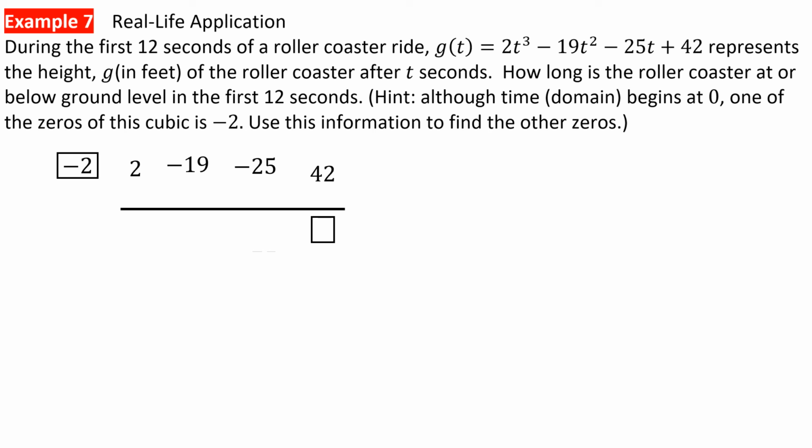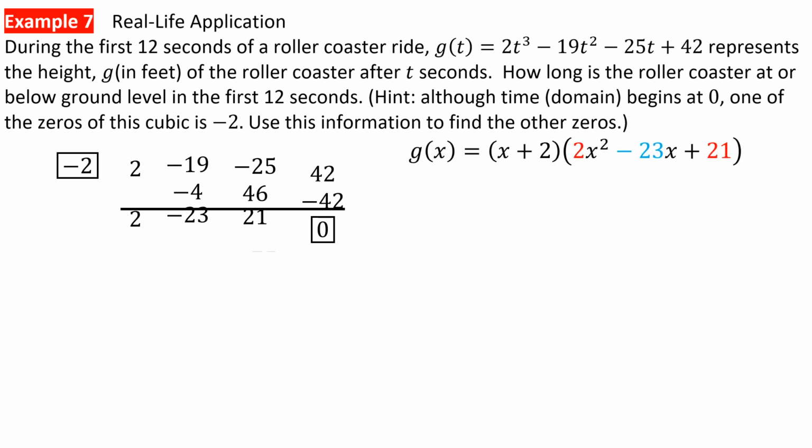So let's use some synthetic division. We set up with negative 2 in the box, and then our coefficients and constant. We bring down the 2, we multiply, and we add. We multiply -2 times -23, we put it under -25, and we add. -2 times 21 is -42, and we wind up with 0. Now that may not seem like it was necessary because we were already told that it was one of our zeros, but here's what this allows us to do.